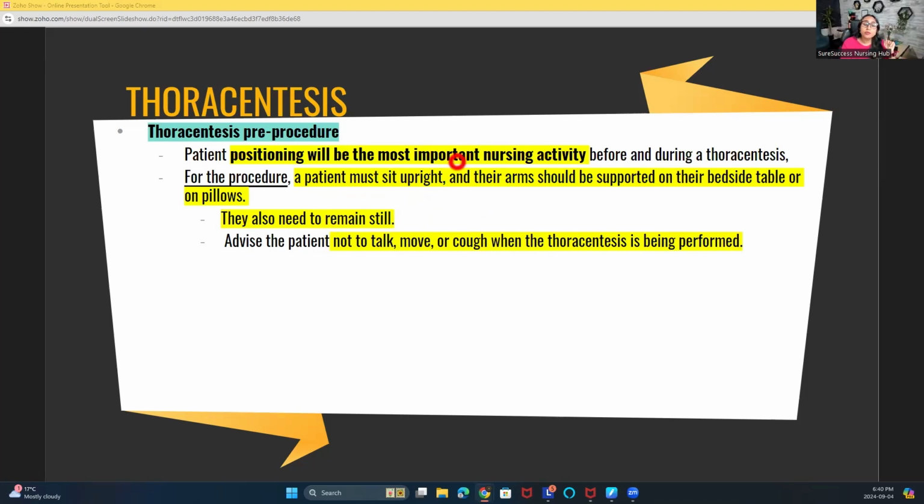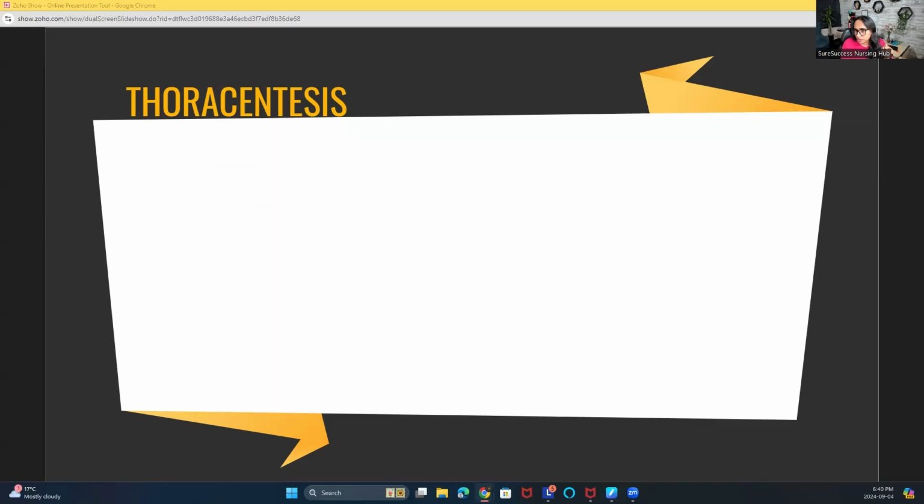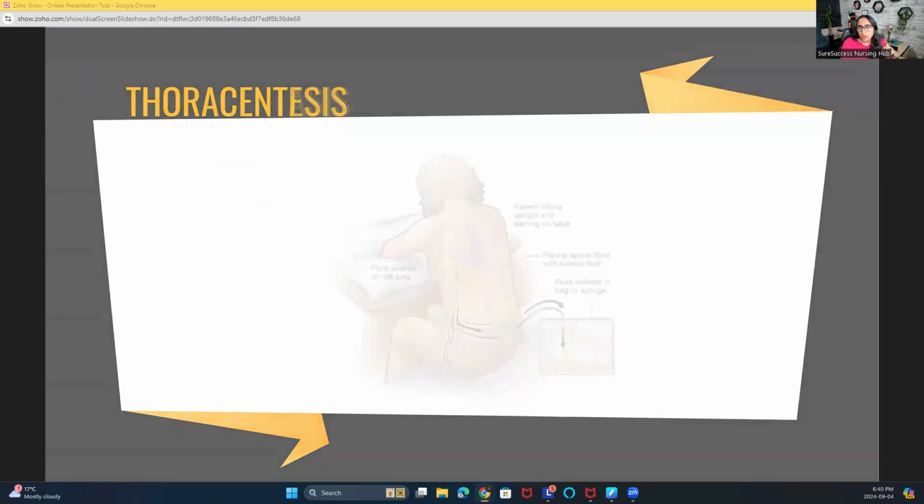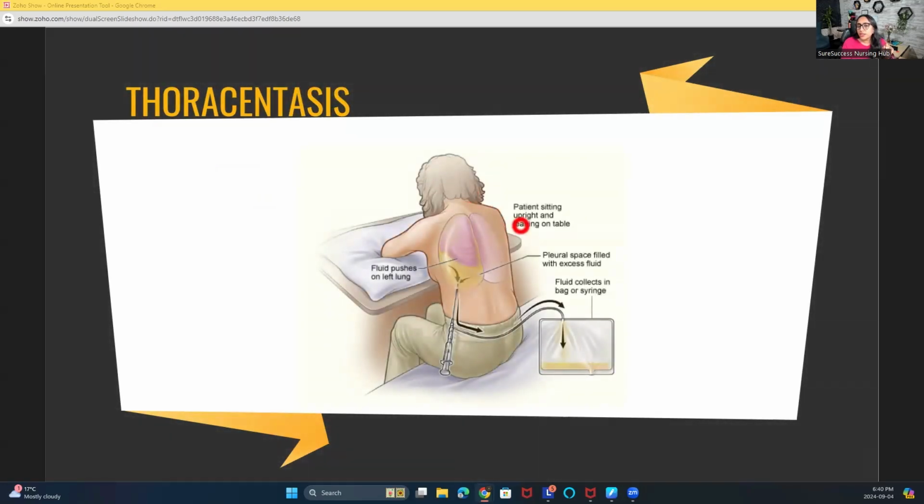Do we tell him to walk around or something? We have to tell him, don't talk, don't cough, remain still. If he will not remain still, what will happen? Pneumothorax. Not to talk, not to move, not to cough. So do tell him about these things. Why is this the best position? Can anybody tell me? Gravity works by itself. Gravity. Very good, Jessie. So gravity is working.